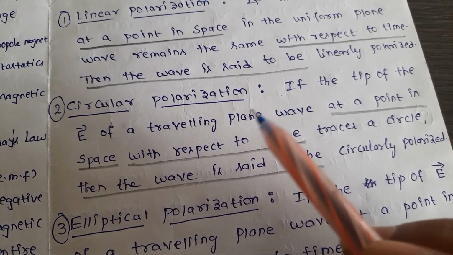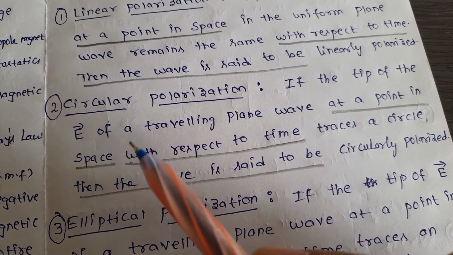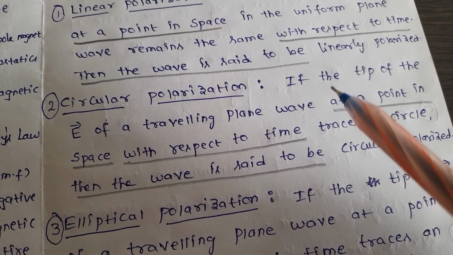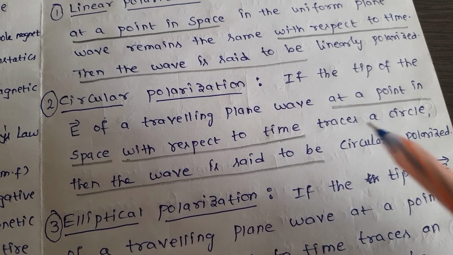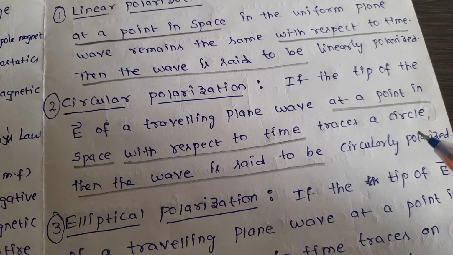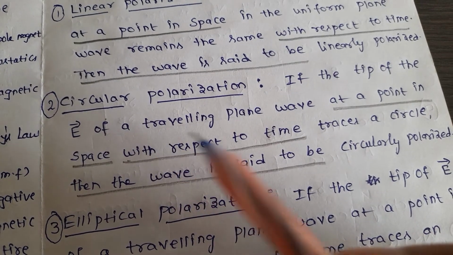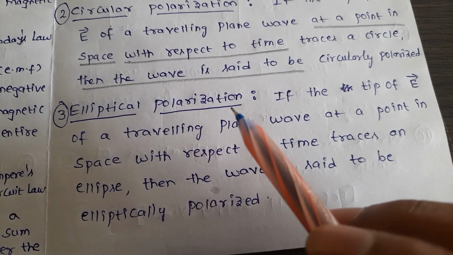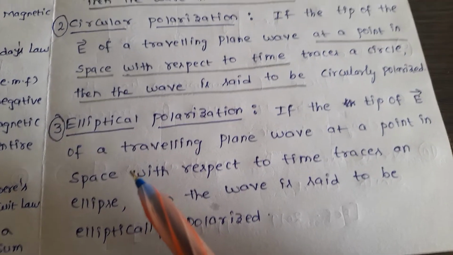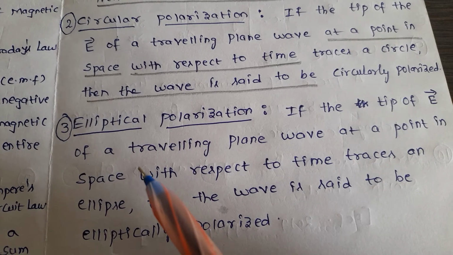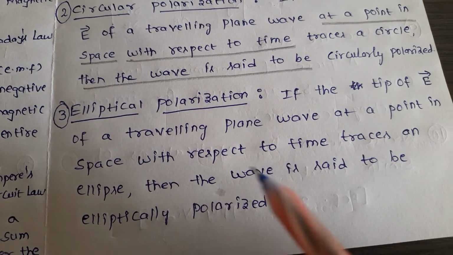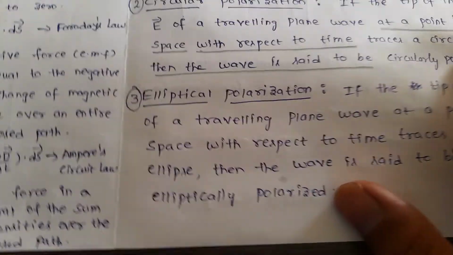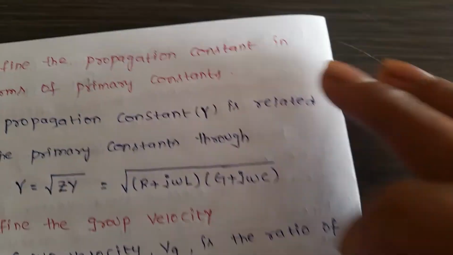Circular polarization. If the tip of the electric field vector of a traveling plane wave at a point in space with respect to time traces a circle, then the wave is said to be circularly polarized. If the tip of that electric field vector traces an ellipse, then it is elliptically polarized. Elliptical polarization: if the tip of the electric field vector of a traveling plane wave at a point in space with respect to time traces an ellipse, then the wave is said to be elliptically polarized. Is it clear? Now coming back to the next question.